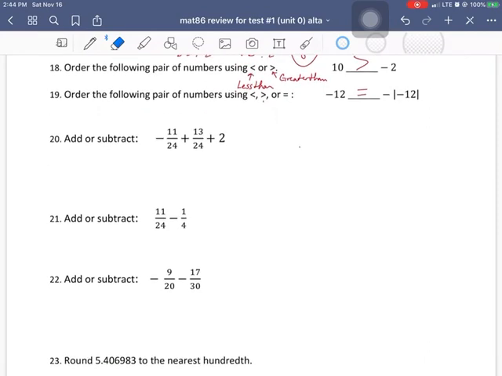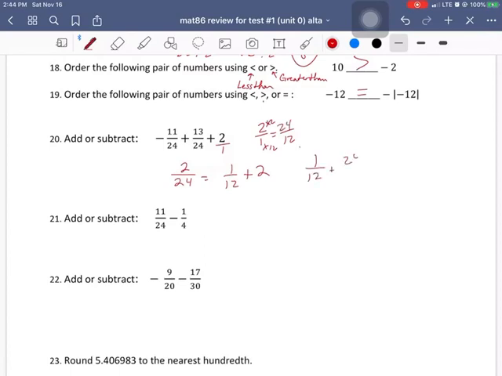All right, let's add and subtract some fractions. Let's see, these two numbers have like denominators. I can add them together now if you want. Negative 11 plus 13 is 2 over 24, which I can reduce to 1 over 12 plus 2. How do you add that to a 2? Well, the 2 is really over a 1, right? A 2 over 1 equals how many 12ths? Well, that's times 12, so that's 24. So 1 over 12 plus 24 over 12 gives you 25 twelfths.